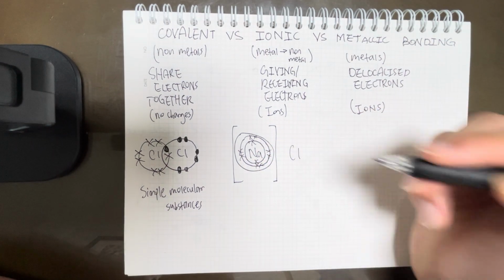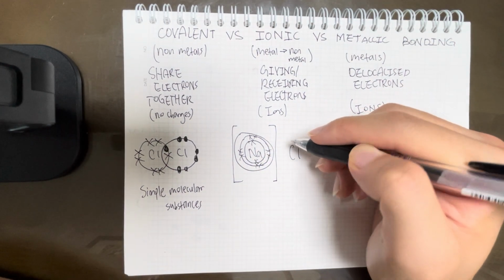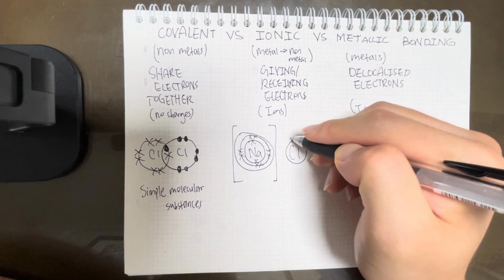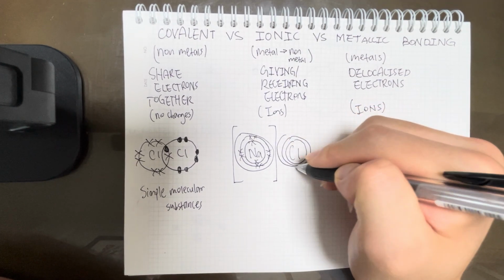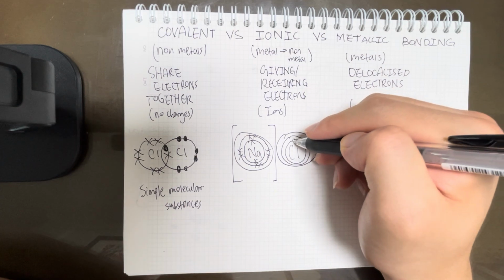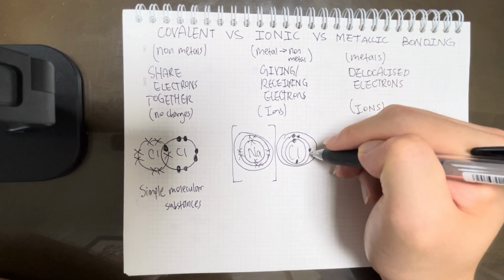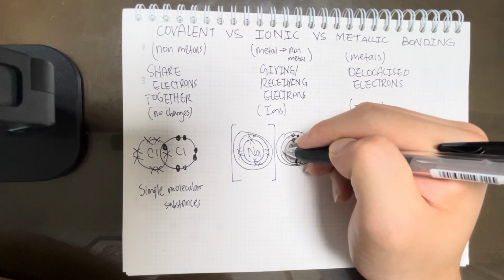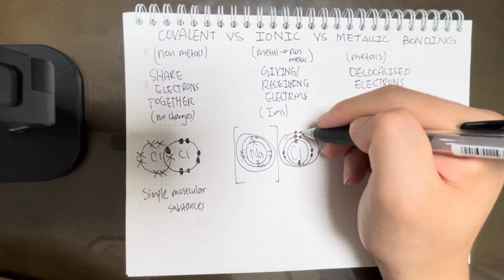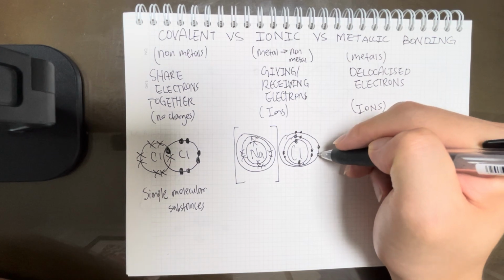And it's going to share some electrons with a non-metal called chlorine. Chlorine also has 3 shells. And like before, we're going to draw chlorine's electrons using dots so that we can differentiate the electrons and we can tell where these electrons are moving. And chlorine has 7 electrons in its outermost shell.